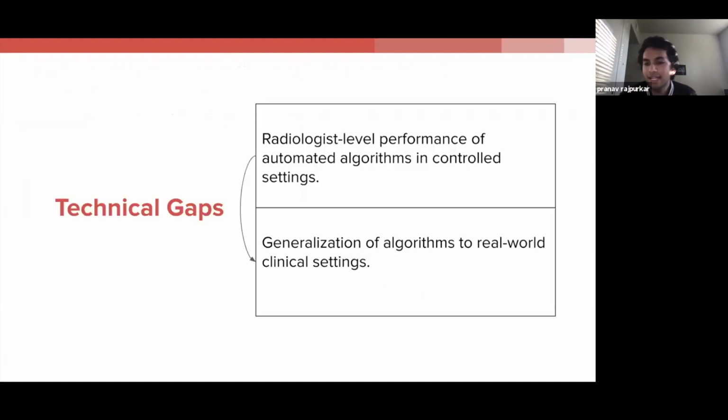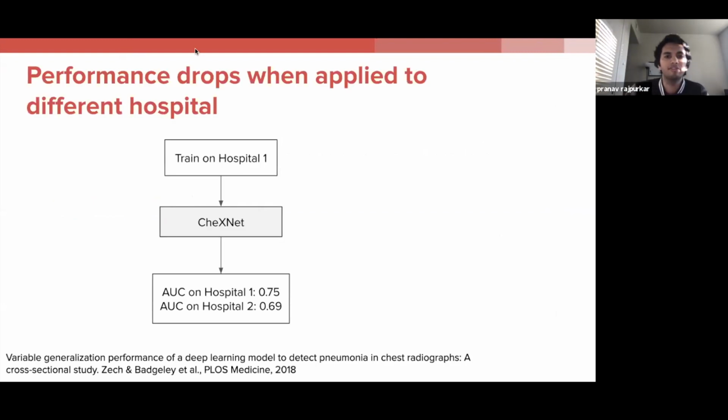But it's not ready. And it's not ready for clinical practice because even at the time we knew that, okay, this study is valid and it makes sense and all our results hold. But there are quite a few technical gaps between showing that we achieve radiologist level performance in a control setting and saying this algorithm will generalize in the clinical setting when applied to real patients. And I want to show you some examples of this technical gap that we have.